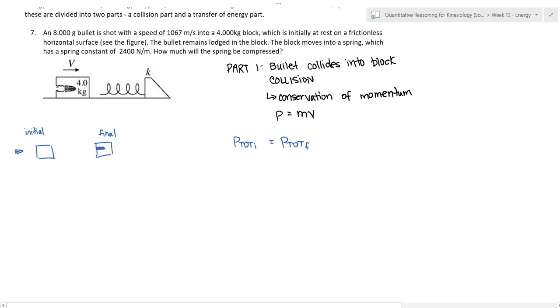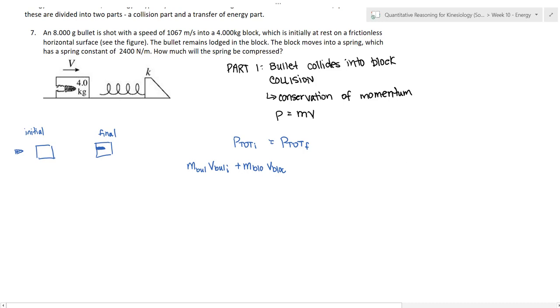Okay? So initially, we have two different objects. We have a bullet and a block. So the total momentum of the two objects would be the mass of the bullet, I'm going to just call it m bul, times the velocity of the bullet initially, plus the mass of the block times the velocity of the block initially.